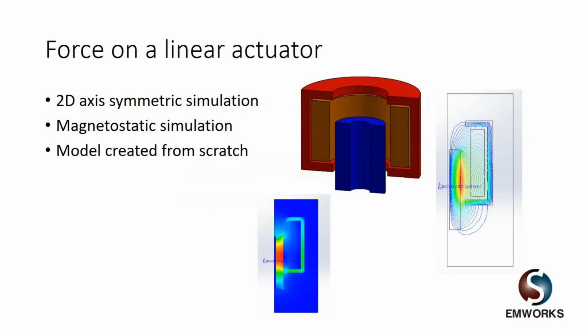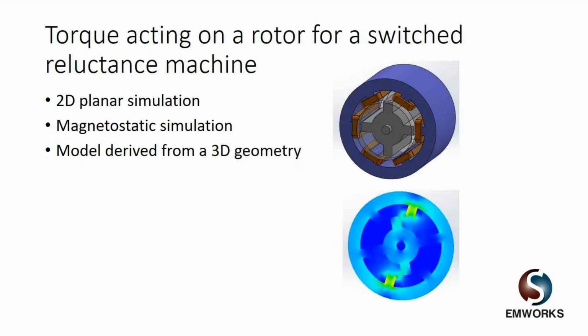And just to recap, what we did is we used EMWorks2D to compute the force acting on the plunger for a linear actuator. We used the 2D Axisymmetric simulation type. We created the model from scratch using surfaces in SolidWorks, and we used the magnetostatic simulation to compute the force and the flux density distribution on the model.